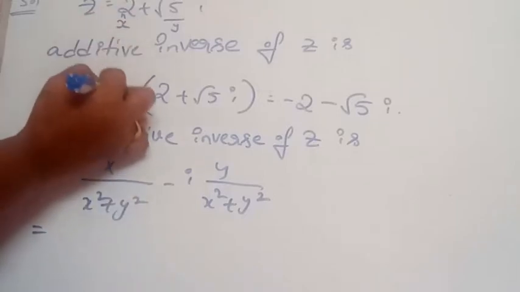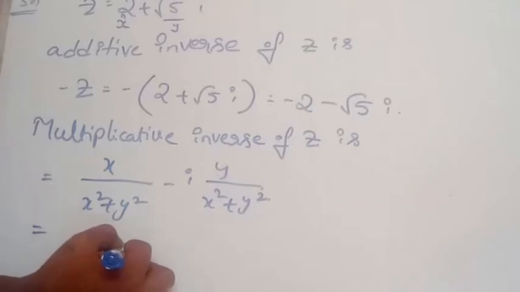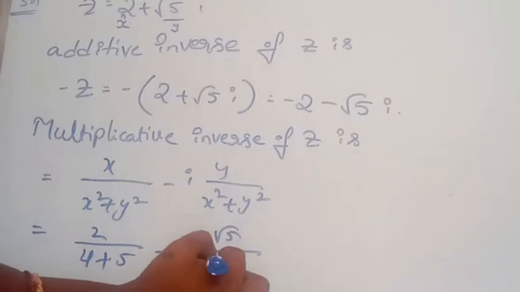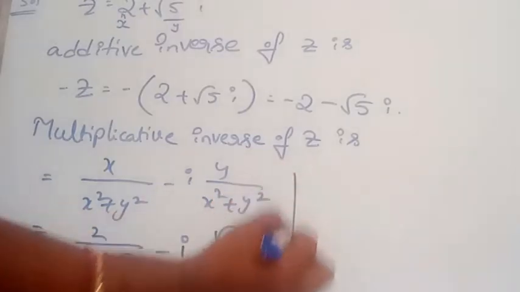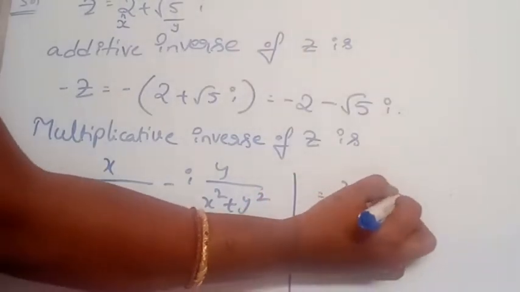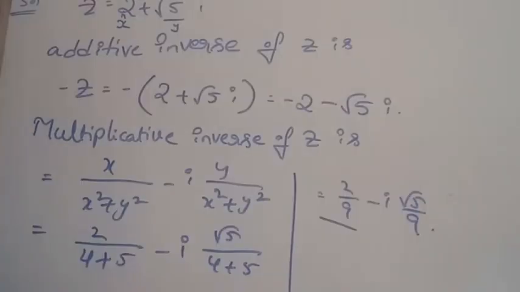So we have to substitute these values in this formula. 2 by 2 square means 4, plus root 5 whole square means 5, minus i into y means root 5 by x square means 4 plus root 5 whole square means 5. So that is equal to 2 by 9 minus i into root 5 by 9. This is the multiplicative inverse of this particular value, that is 9 by 2 minus root 5 into i.